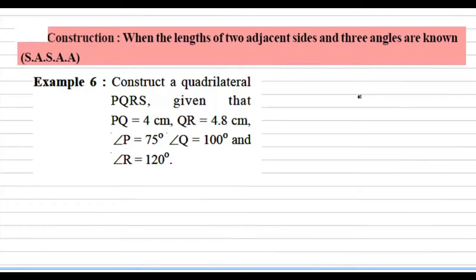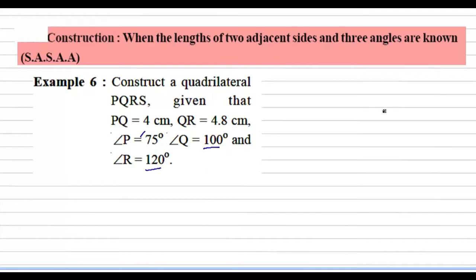Here we are constructing. Now I am explaining the example 6 question. Construct a quadrilateral PQRS given that PQ is 4 cm, QR is 4.8 cm, angle P is 75 degrees, angle Q is 100 degrees, and angle R is equal to 120 degrees. Here angle Q, 100 degrees, is a special measurement, so we can't construct the angle 100 degrees with the help of the protractor. So we need to use the compass to construct angle Q equal to 100 degrees.